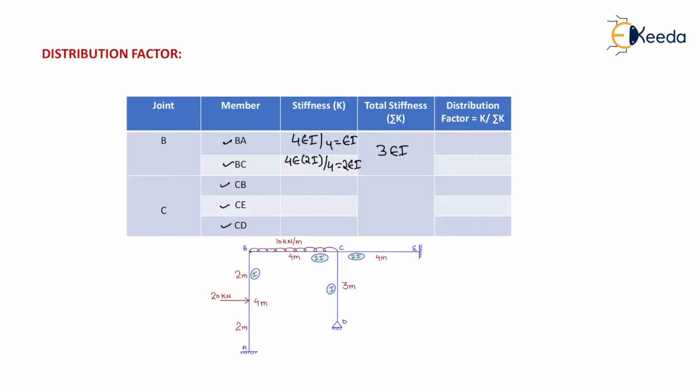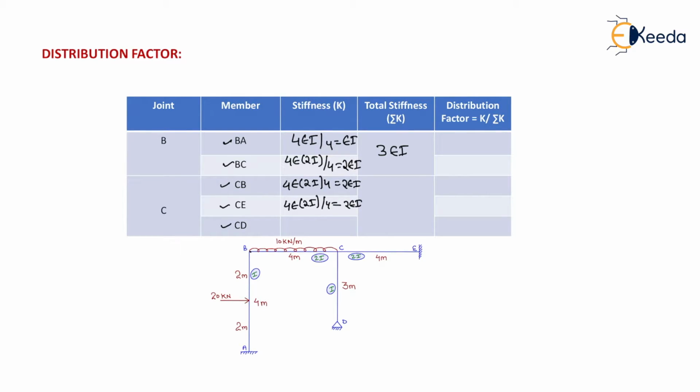Now, when we stand at joint C and look at support B, it is a continuous support, so its stiffness will be 4EI by L, and I is 2I here, so it will be 4E into 2I by 4, which equals 2EI. Support E is a fixed support, so the stiffness of member CE will be 4EI by L, and I is 2I because it is given in the question. So it will be 4E into 2I by 4, which equals 2EI.